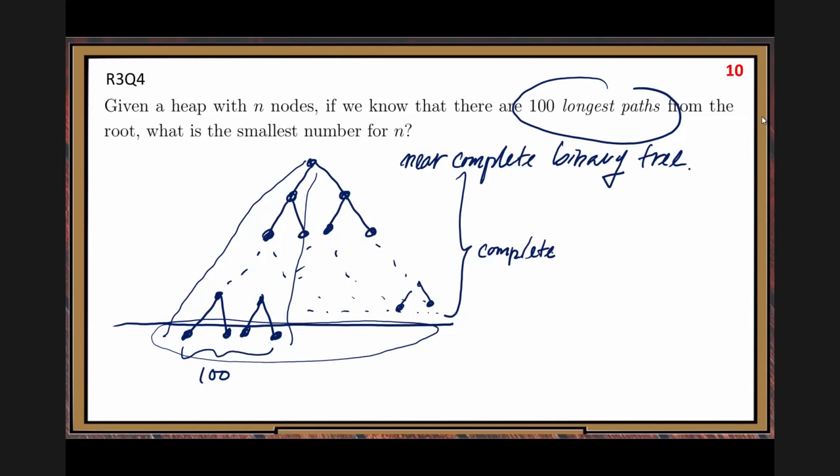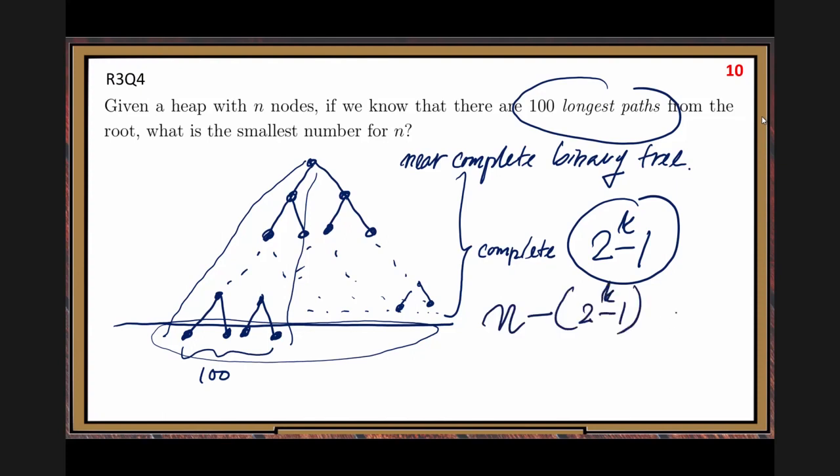Complete binary tree, we know the number of nodes is 2 to the k minus 1. Now the total number of nodes is n. How many nodes are at the lowest level? We need to remove these nodes from the total, so n minus (2 to the k minus 1) equals 100.